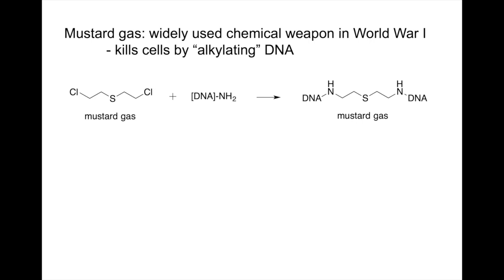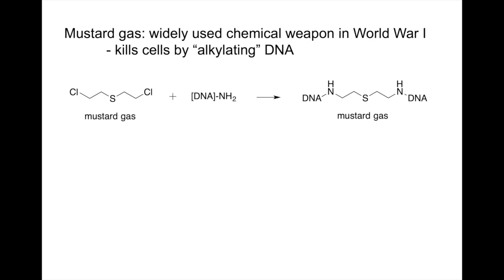Wilfred Owen wrote the poem Dulce et Decorum Est about what it's like to be in combat and be exposed to mustard gas. He was a poet who died in World War I. And so this is how it works. Mustard gas looks like that. It's got chlorines on either side of the sulfide.